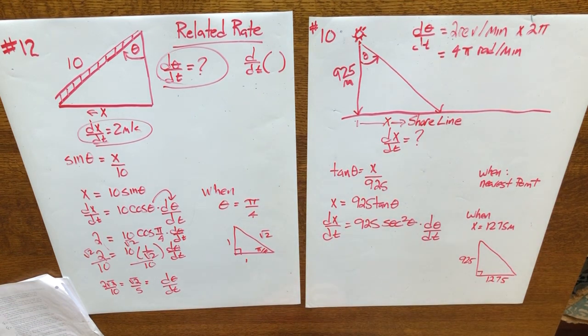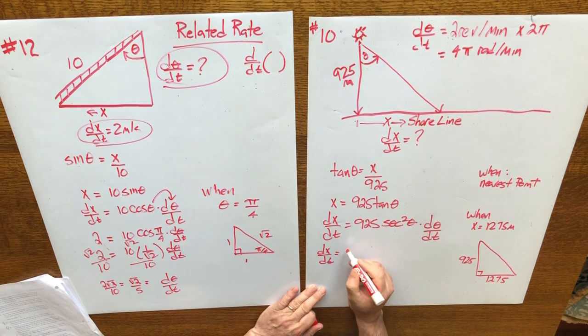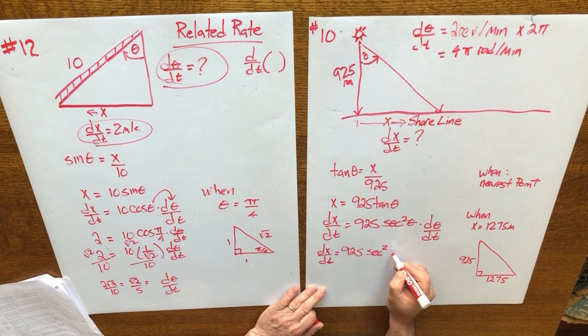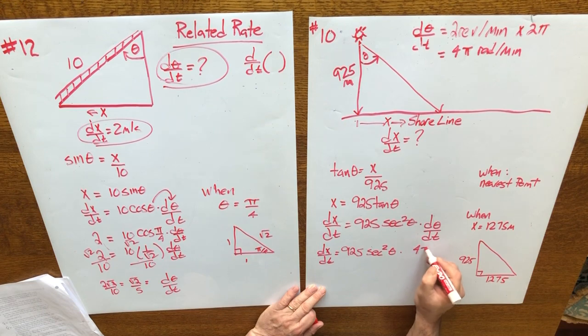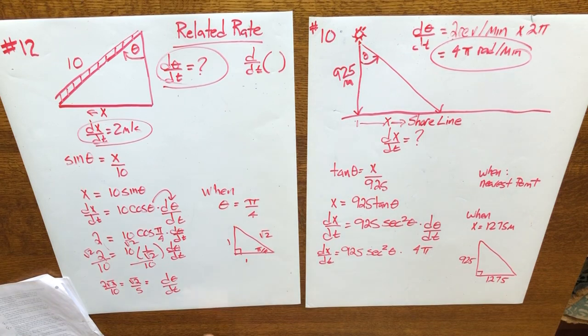Let me grab a calculator and do that. So dx over dt is going to equal 925 secant squared theta times d theta over dt, which is 4 pi. Let me grab my calculator and see if I can figure out that missing side. 925 squared plus 1275 squared.